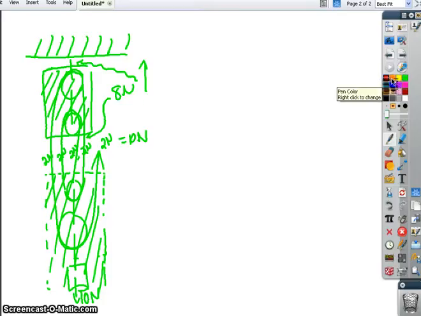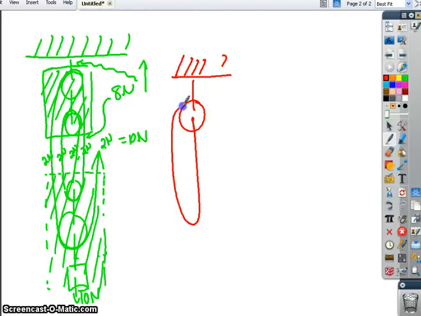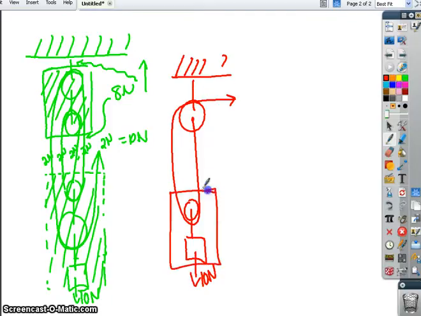We're going to do red. A little bit simpler now. 10 newtons going down. What is the force in each of these wires? Well, once again, we treat this as a big system. There are 2 wires going up, therefore each wire is 5 newtons.